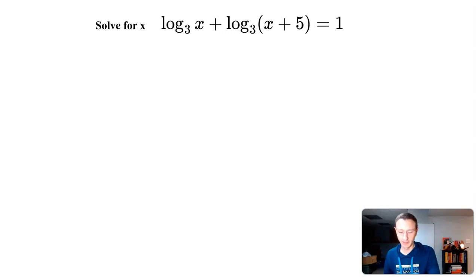Today we have a log problem. We have: solve for x, log base 3 of x plus log base 3 of x plus 5 equal to 1. So there's a couple key important pieces of information that you need to be aware of here.